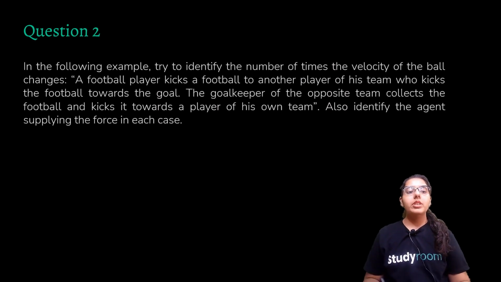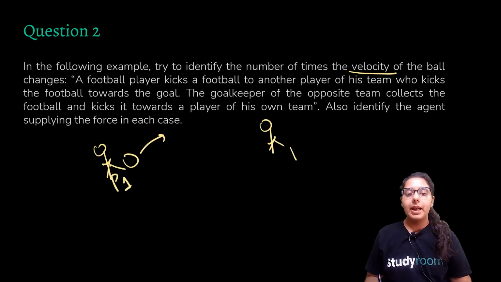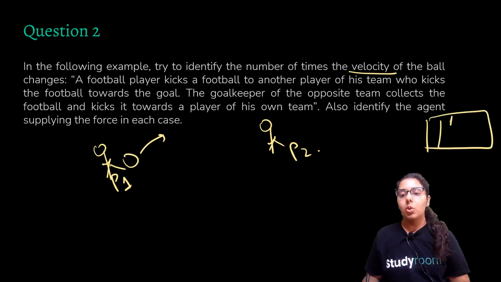Let's do one more question. In the following example, try to identify the number of times the velocity of the ball changes. A football player kicks a football to another player of his team. Let's say player 1 and player 2, who kicks the football towards the goal. This is your goal, okay?